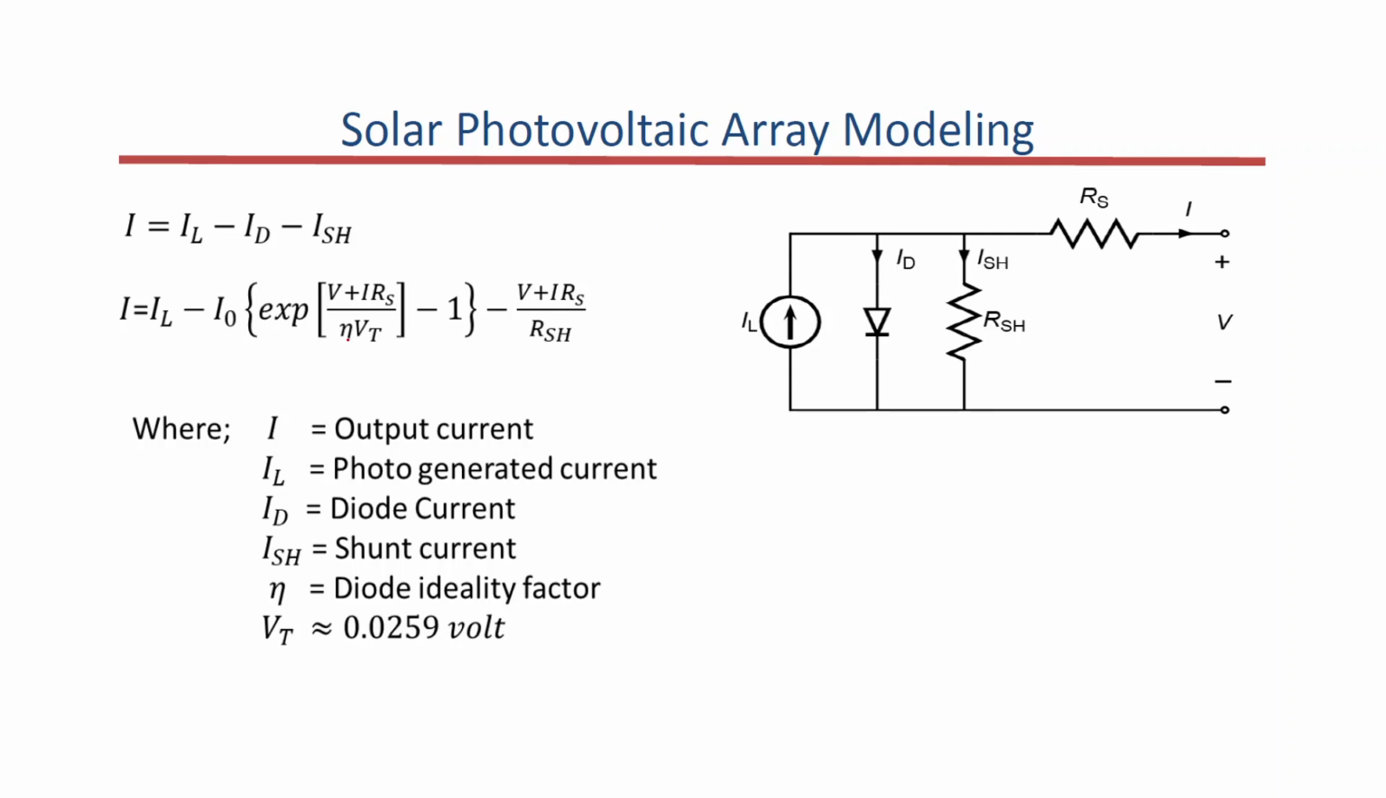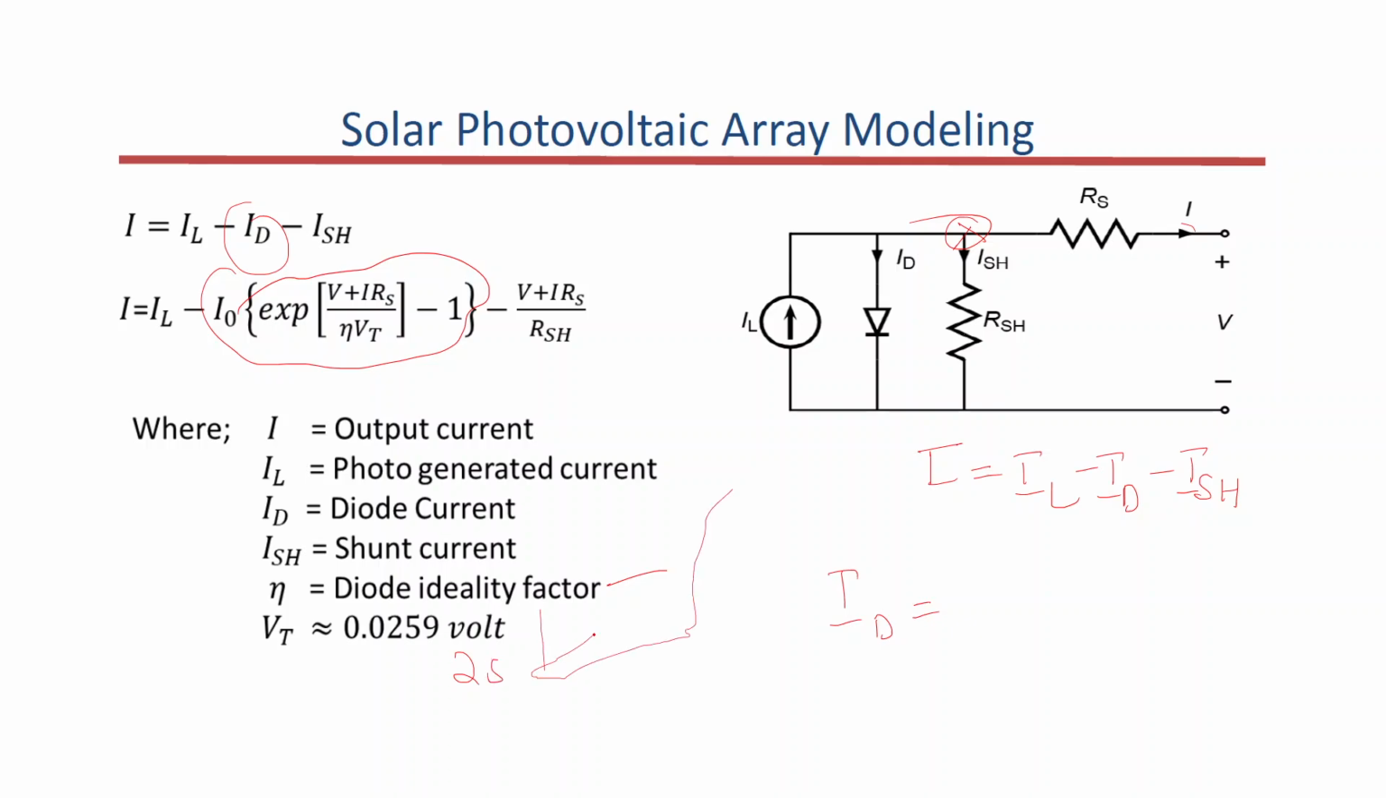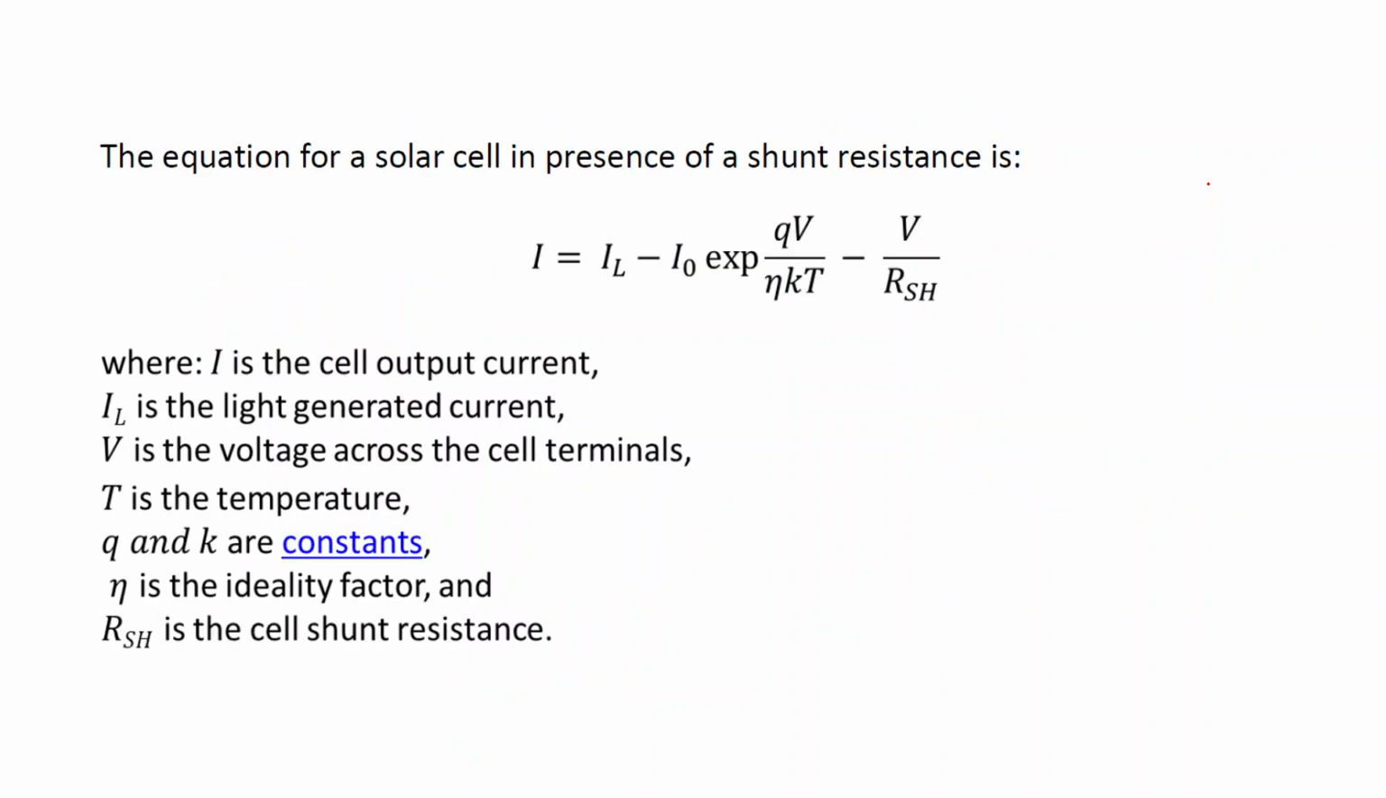Now, this is the I. If we apply Kirchhoff's KCL over here, what will it be? I is equal to IL minus ID minus ISH. IL is the photo generated current. Diode current, we already know the diode equation. This one is the diode equation, where eta is the diode ideality factor. VT, we already know this is 25 millivolt, and ID is the diode current, and IL is the photo generated current. This is how we calculate the current generated in a solar photovoltaic.